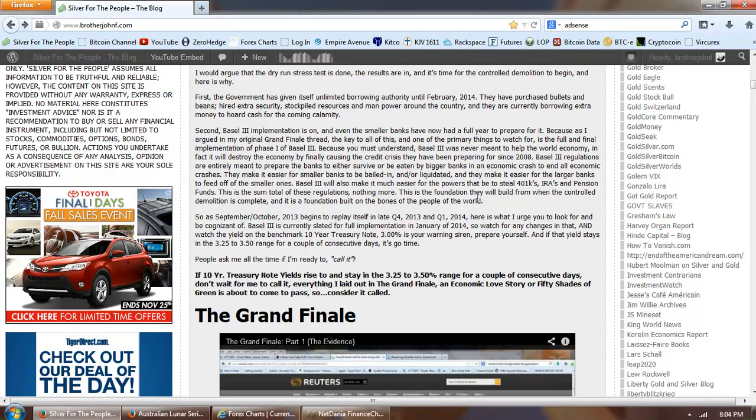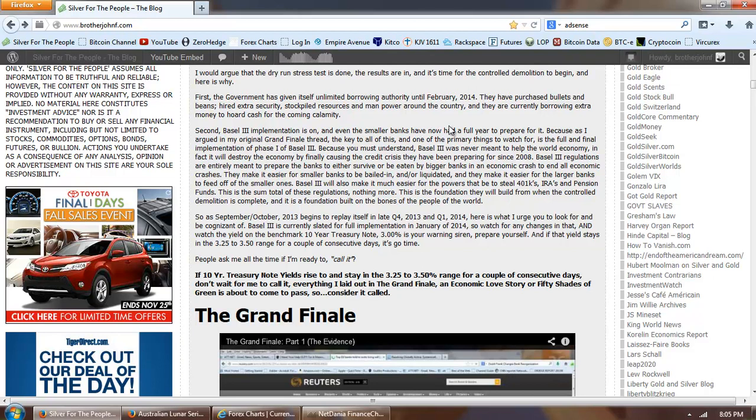Second, Basel III implementation is on, and even the smaller banks have now had a full year to prepare for it because, as I argued in my original grand finale thread, the key to all of this, and one of the primary things to watch for, is the full and final implementation phase one of Basel III. Because you must understand, Basel III was never meant to help the world economy. In fact, it will destroy the economy by finally causing the credit crisis they have been preparing for since 2008. Basel III regulations are entirely meant to prepare the banks to either survive or be eaten by bigger banks in an economic crash to end all economic crashes.